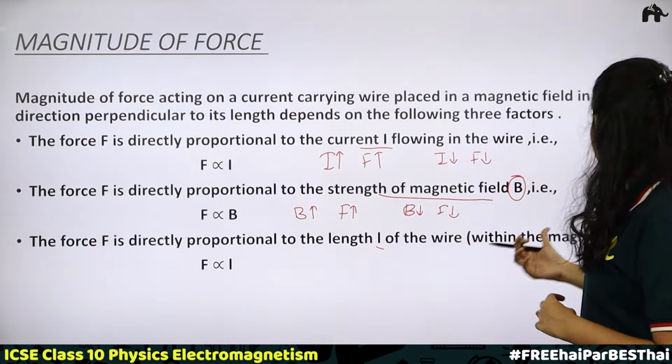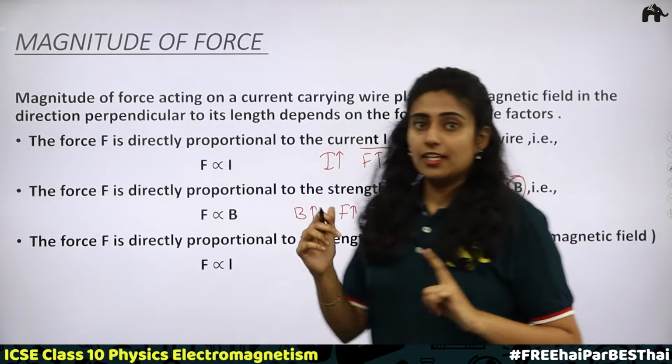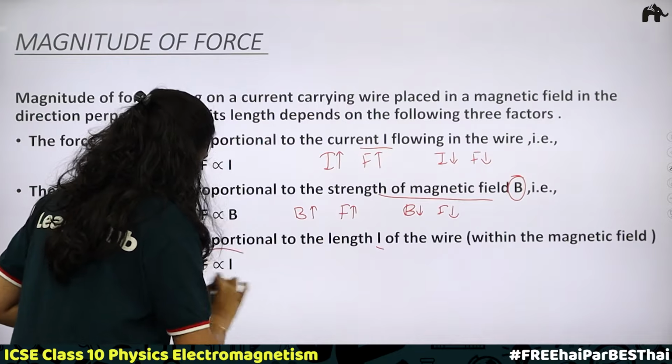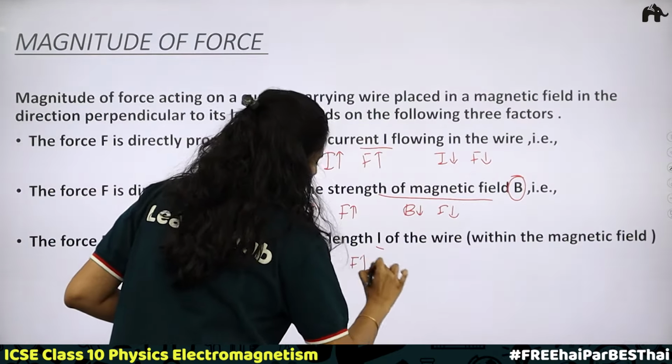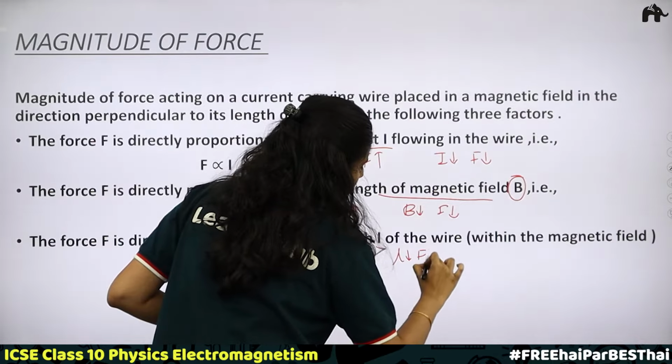Now the third factor is that the force F is directly proportional to the length L of the wire within the magnetic field. Here the third is the length of wire. When the length of wire is increased, force will increase. If length is decreased, force will decrease.